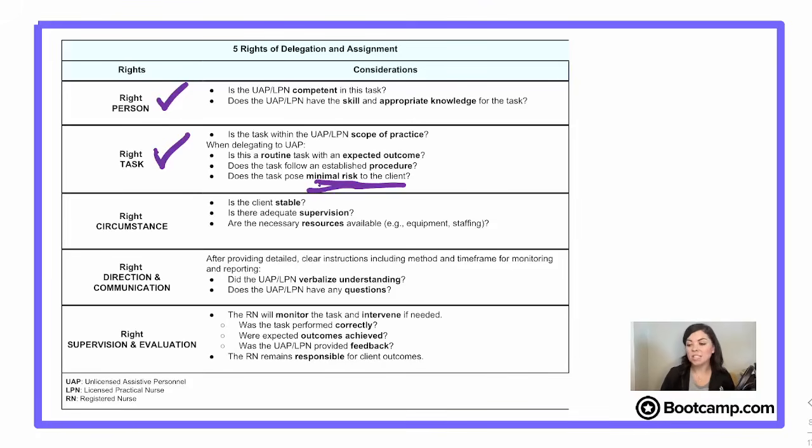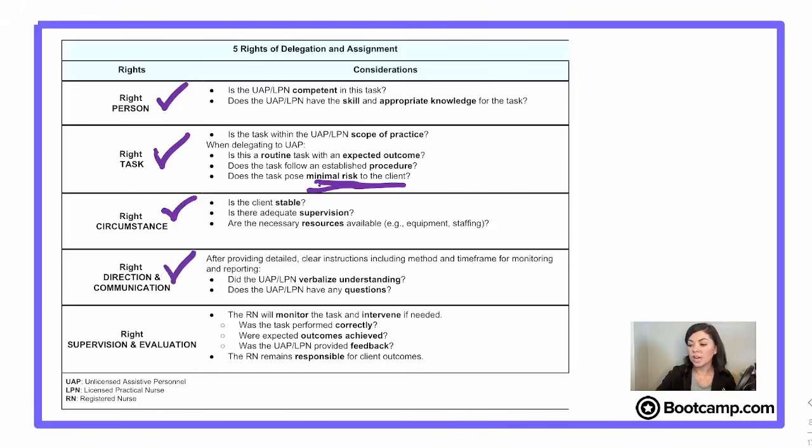And then next is right circumstance. So we need to make sure that client is really truly stable, or they are not at high risk for becoming unstable. And are we available as the registered nurse to supervise? So many times delegation is used when we're very busy to make sure client needs are met, but that RN should still be readily available to help with that task and make sure it goes well. And we have to make sure all the resources are available. Is the appropriate equipment and staff available?